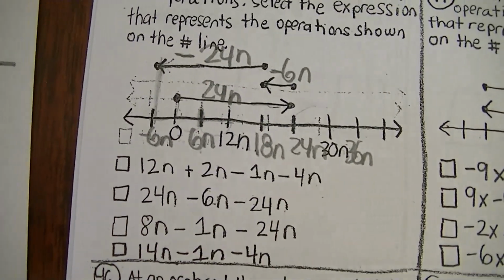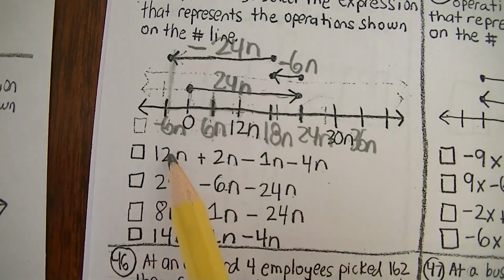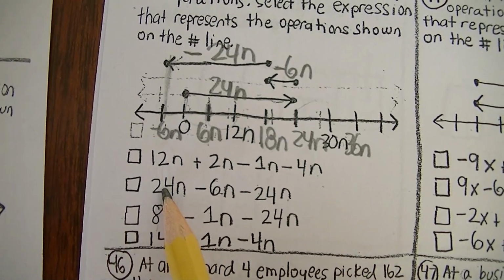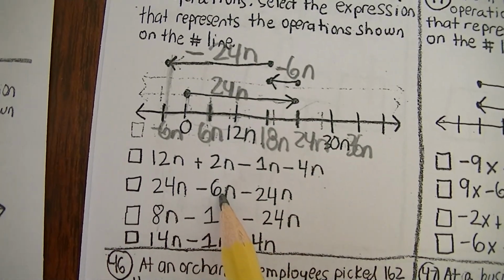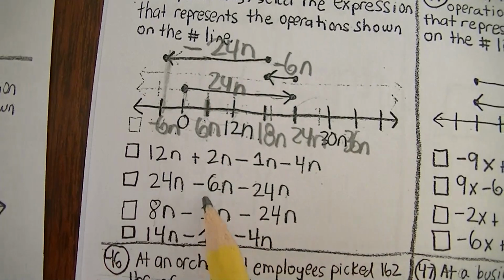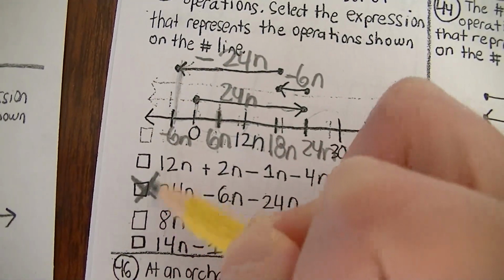Okay, so let's see which one models this. So we start at 24n. This one starts at 24n. Went to the left 6n, so minus 6n, good, and then minus 24 more n. So yeah, that's it, totally right there. Okay?